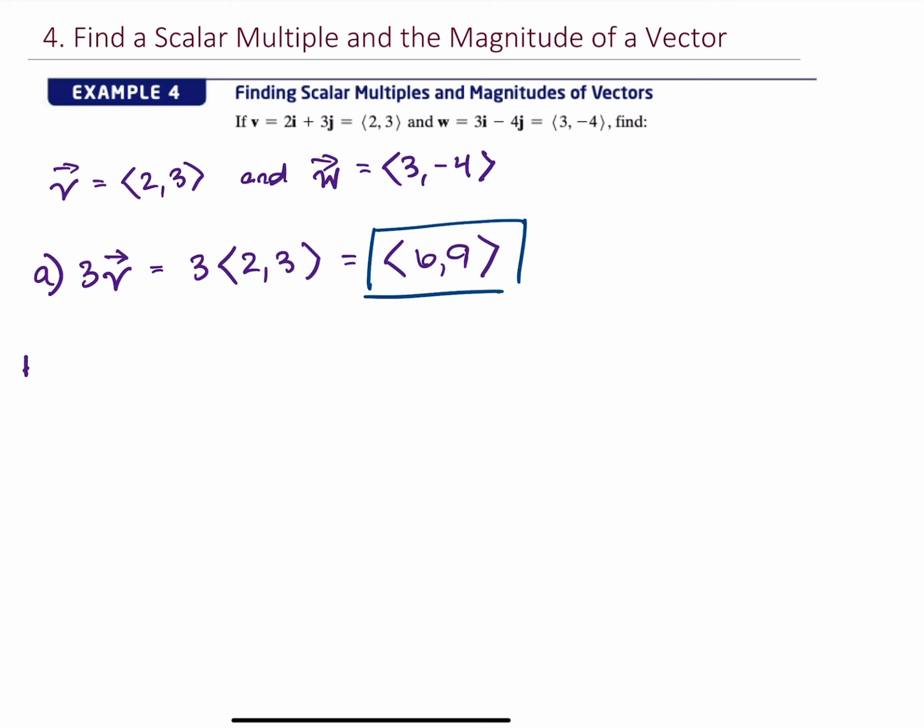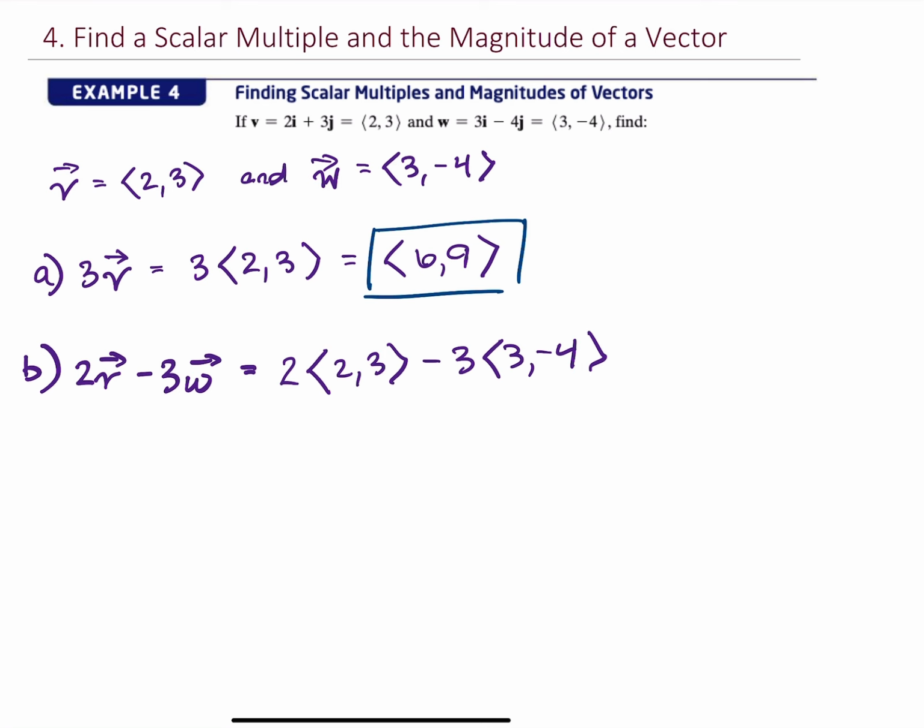And then we can find something like 2 times the vector v minus 3 times the vector w. So it would be 2 times 2, 3 minus 3 times 3, negative 4. So let's scale both of these vectors first by distributing that outside term. So this will be 4, comma 6. And the second vector, I'll keep the negative and just put the 3 through. So this would be 9, comma negative 12.